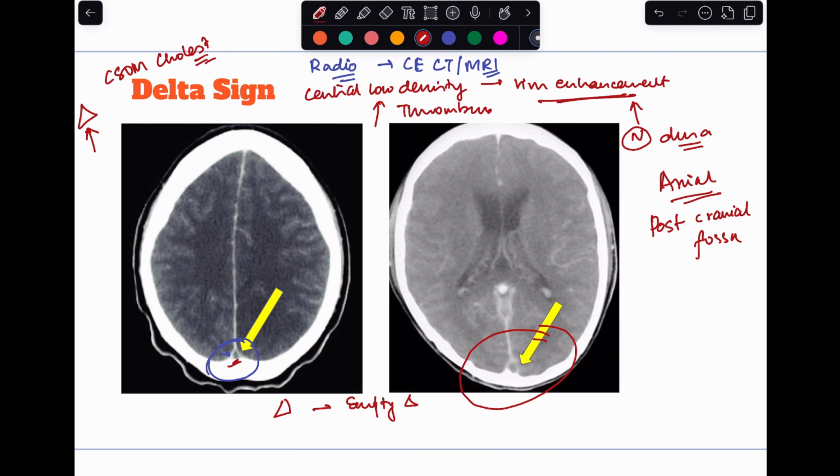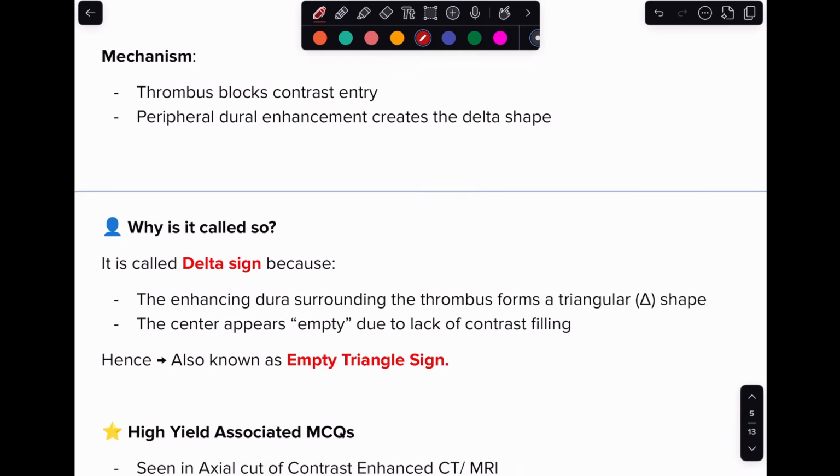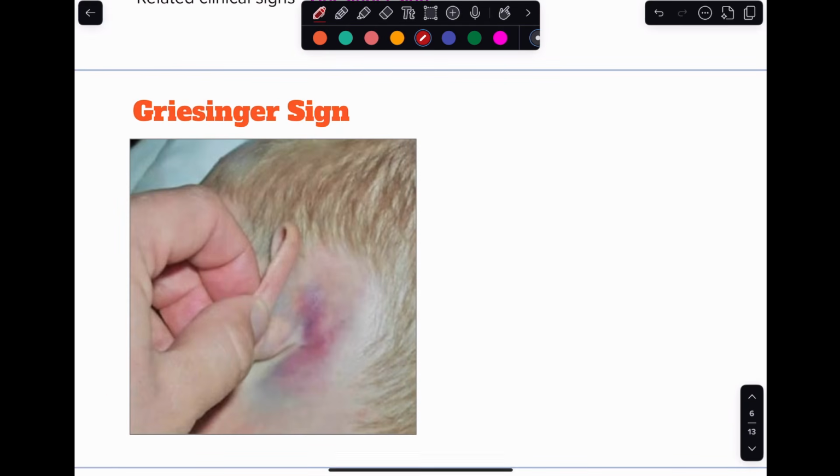Associated with this is another sign that we see in lateral sinus thrombosis, and this sign is known as the Griesinger sign. Now, what is the Griesinger sign? First of all, what kind of a sign is this? The Griesinger sign is actually a clinical sign that we see when we are performing a mastoid examination. So you can see this is the Griesinger sign.